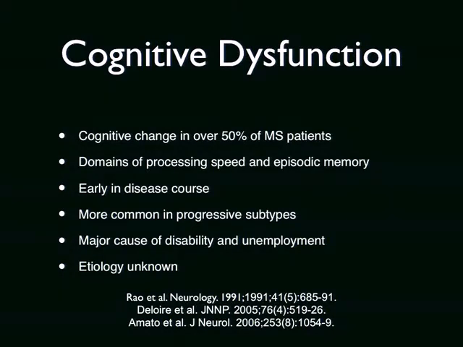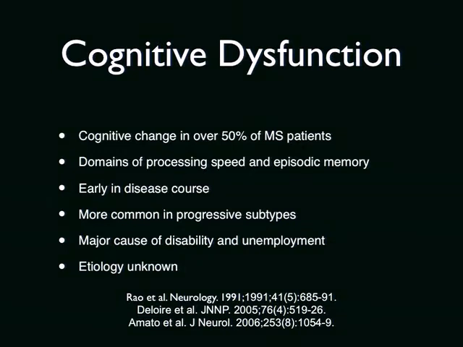And there are a number of domains that are affected in MS. However, the most prevalent affected domains include things like processing speed, episodic memory, information retrieval. And cognitive dysfunction can happen very early in the disease. There are studies that have looked at patients with clinically isolated syndrome and have found cognitive dysfunction. They have even found cognitive dysfunction in patients that have a new term called radiologically isolated syndrome.